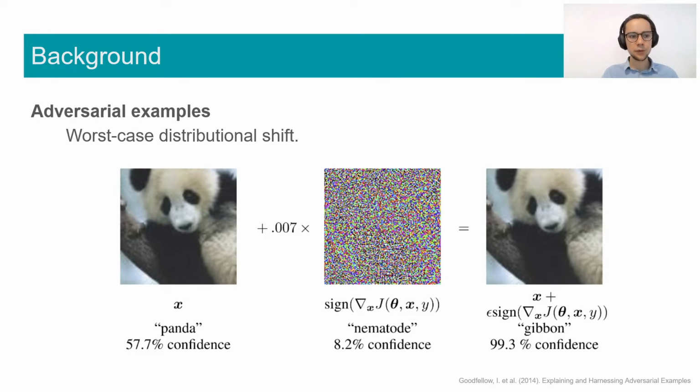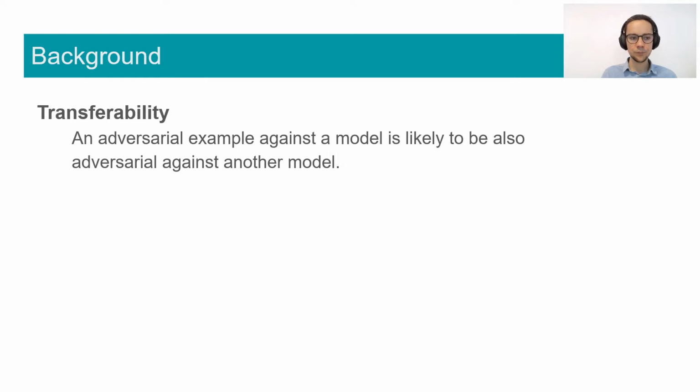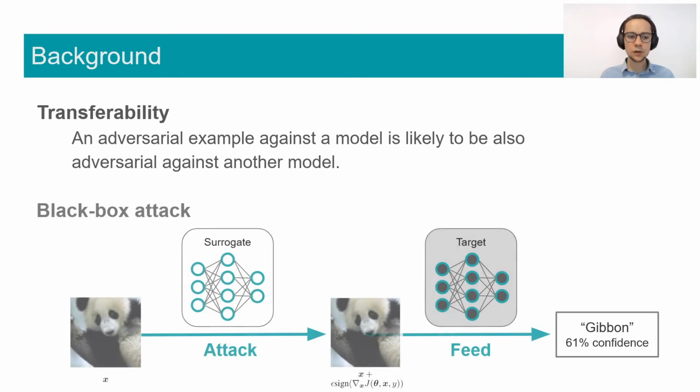A bit of background now. Adversarial examples are worst-case distributional shifts, where carefully crafted imperceptible perturbations are applied to inputs in order to create large changes in output. A phenomenon called transferability was shown, which is the equivalent of generalization for adversarial examples, where an adversarial example against a model is likely to be also adversarial against another model. And this could be used for black box attacks, where we want to target an unknown model using a surrogate that we know in white box.